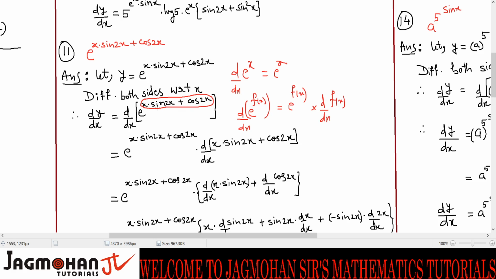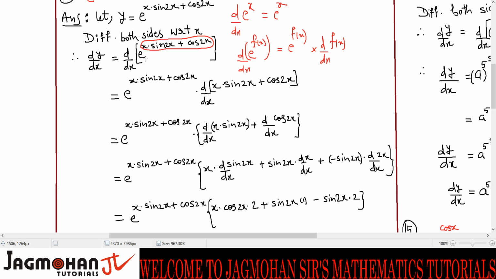What is f of x here? This thing which you have, x into sine 2x plus cos 2x, is f of x. So it has been done here. Derivative of this is e raised to x into sine 2x plus cos 2x into d by dx of f of x. Okay. Now you have the derivative of a sum of two functions. Here you have a sum of two functions and d by dx is outside. So what you will write? You will write d by dx of this and d by dx of this, which is written here.